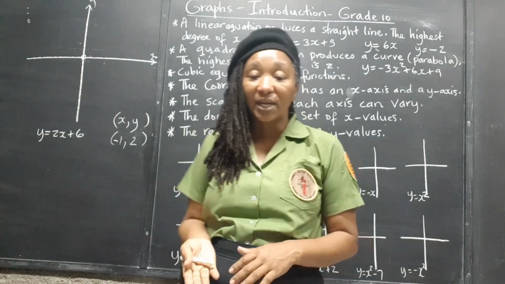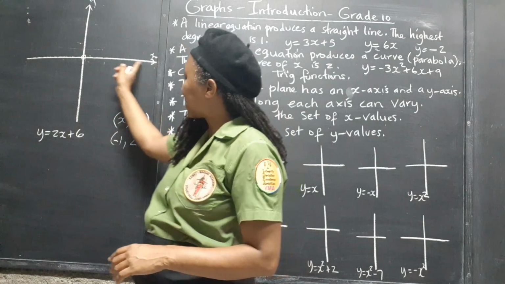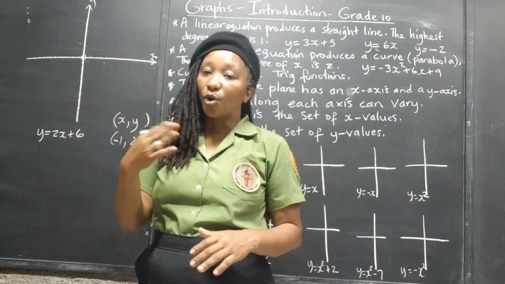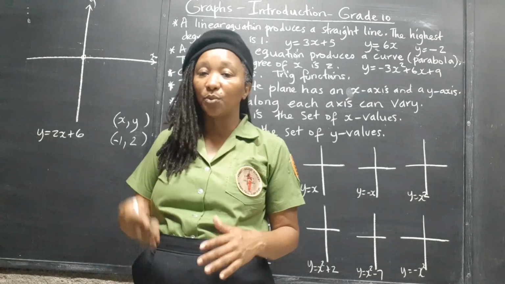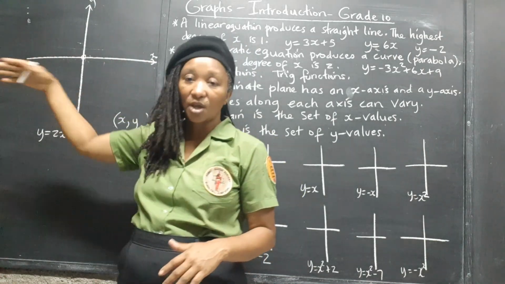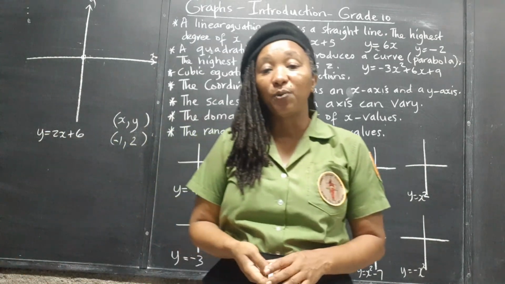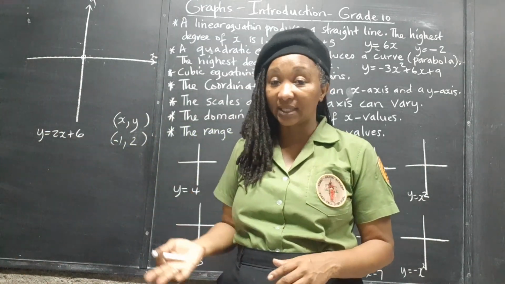So you have to look what the scale is. Now the scale on the x-axis must be consistent along that axis. If you're going up by 1 on the x-axis, you must be consistent all across. Go up by 1 or go up by 2 or go up by 5. But you can use a different scale on the y-axis.